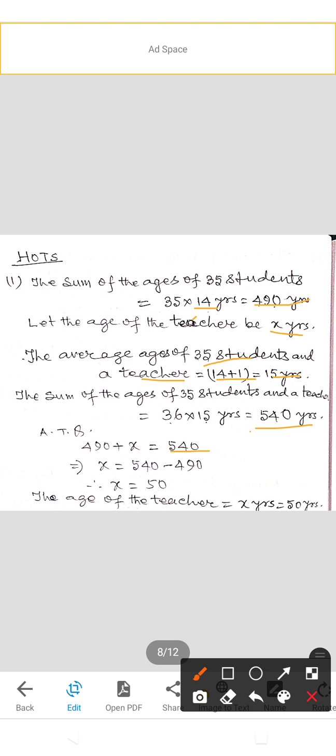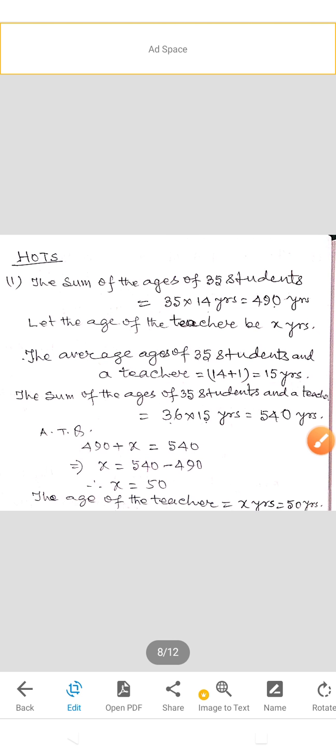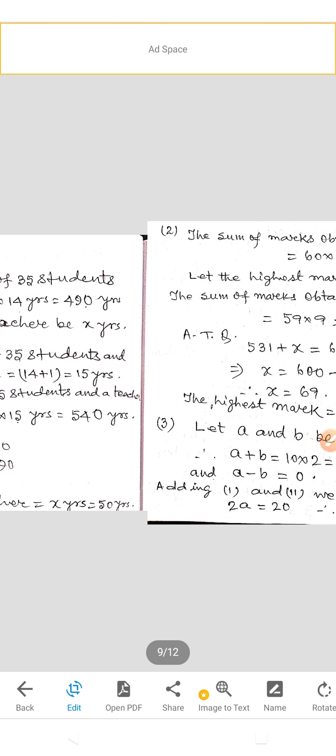So according to the question, 490 plus x equals 540. Therefore x equals 540 minus 490. Therefore x equals 50. The age of the teacher equals x years, that is 50 years. But in the given answer, 40 years, that is wrong. 50 years is the correct answer.